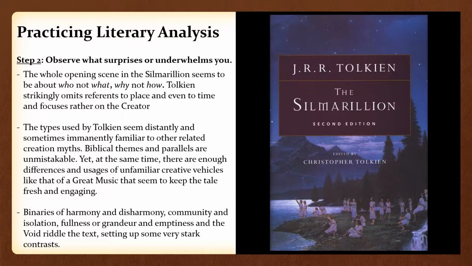The types used by Tolkien seem distantly and sometimes eminently familiar to other related creation myths. Biblical themes and parallels are unmistakable. Yet, at the same time, there are enough differences and uses of unfamiliar creative vehicles, like that of a great music, that seem to keep the tale fresh and engaging. Binaries of harmony and disharmony, community and isolation, fullness or grandeur and emptiness and the void riddle the text, setting up a very stark contrast. This list is just a start. These observations will become the substance of our interpretive theory.